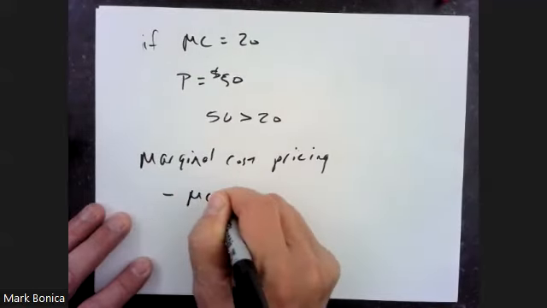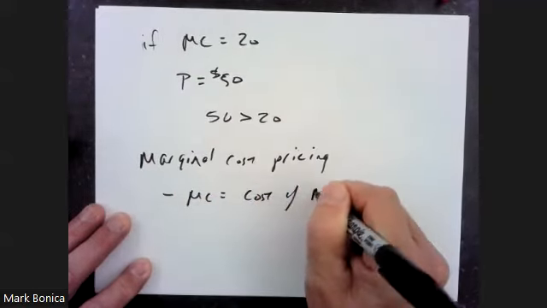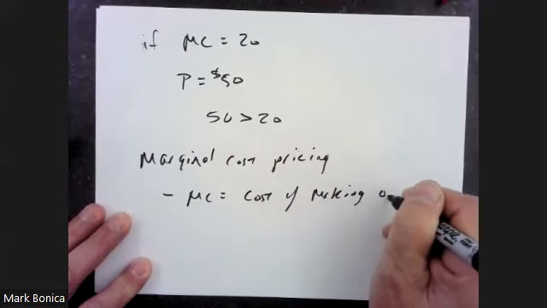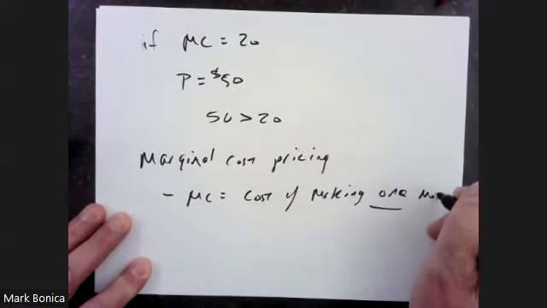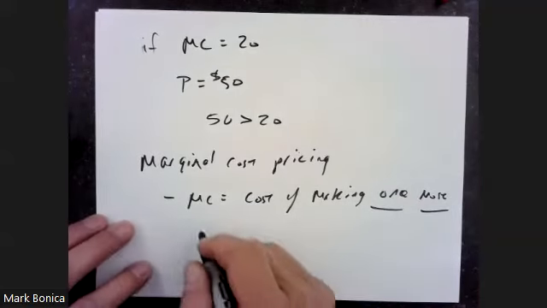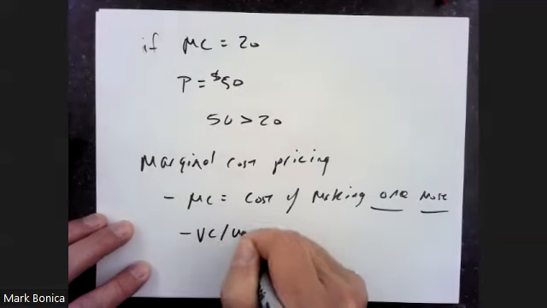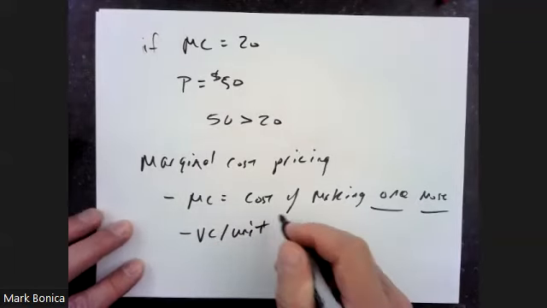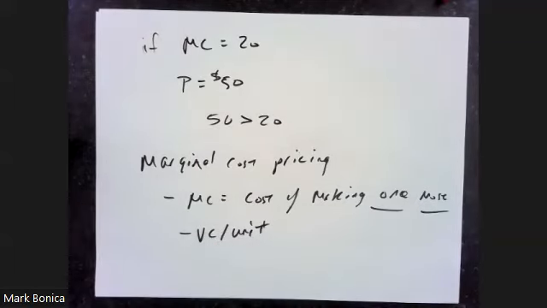Remember, marginal cost is the cost of making one more, right? In this class, it's usually going to be the variable cost per unit. It's not going to be in econ, where we're going to be more complex, right? But in this class, it's pretty much the variable cost per unit.